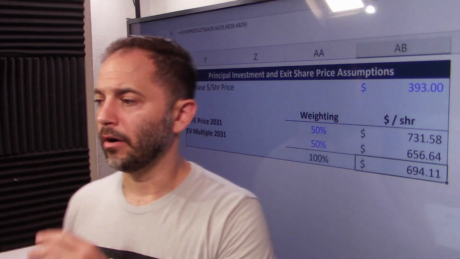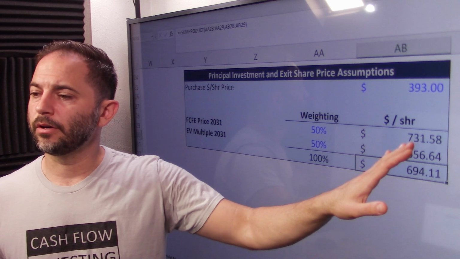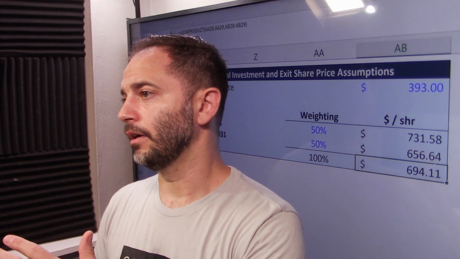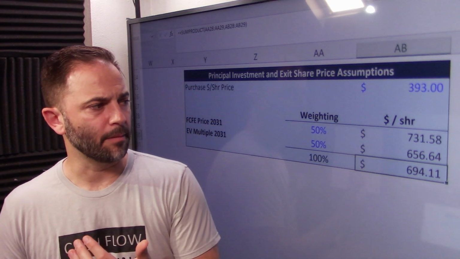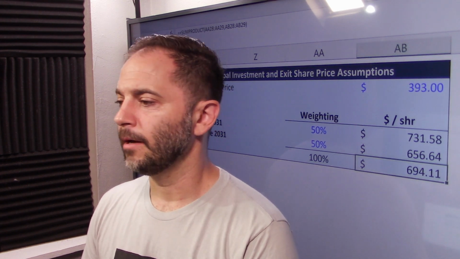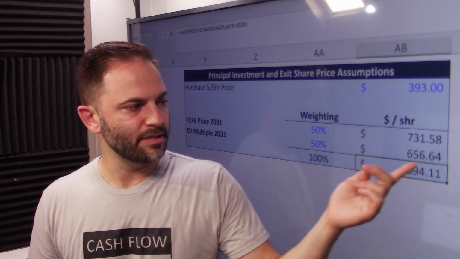Okay, so now I have two price targets. One at 731 based on a free cash flow method where I look at all the cash flow outgoing for 10 years and apply a market multiple. The other I get from an EBITDA, enterprise value market multiple, just looking at EBITDA. If I split the difference, I'm roughly at $700.